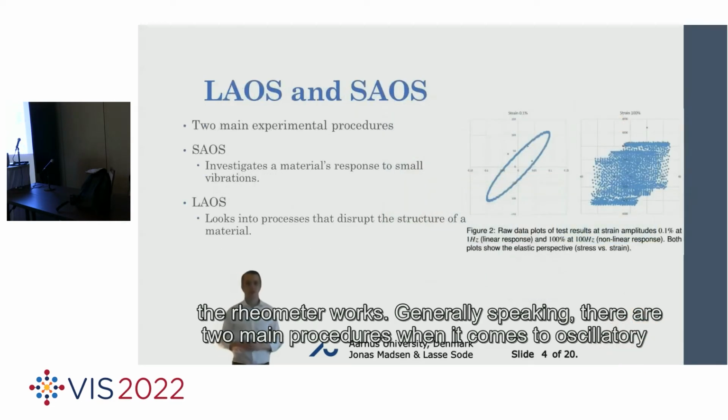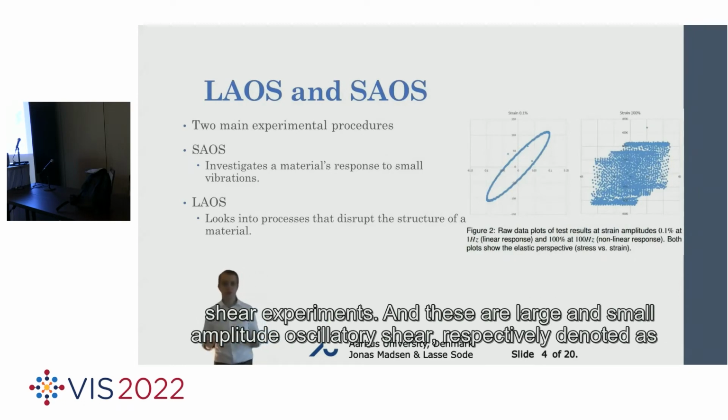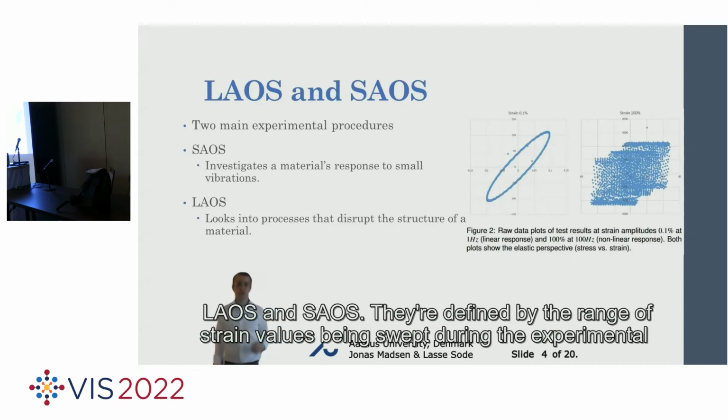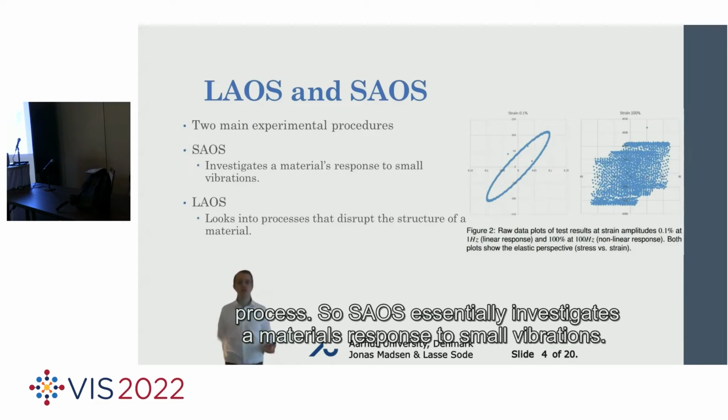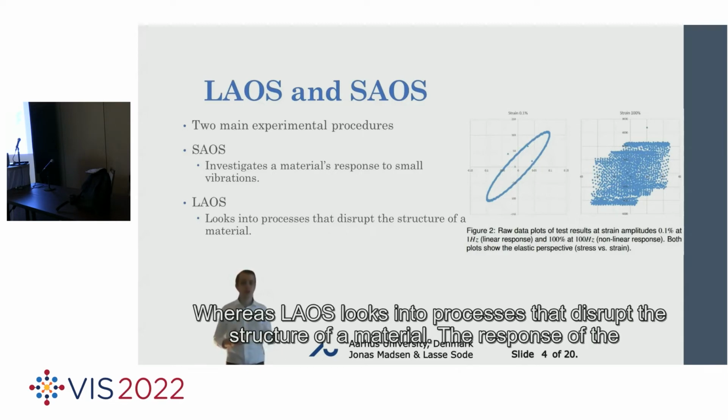Generally speaking, there are two main procedures when it comes to oscillatory shear experiments, and these are large and small amplitude oscillatory shear, respectively denoted as LAOS and SAOS. They're defined by the range of strain values being swept during the experimental process. So SAOS essentially investigates a material's response to small vibrations, whereas LAOS looks into processes that disrupt the structure of a material.